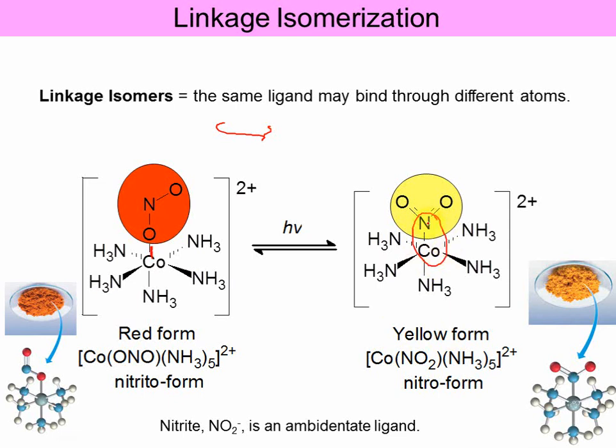So here we have a picture of that compound in the red form, and here we have a picture in the yellow form. And so the difference is the linkage isomer and how that nitrite ligand, so NO2-, is bound to the cobalt. This is what's called an ambidentate ligand because it can bind in 2 different ways. It can either bind through the oxygen, which has lone pairs, or it can bind to the nitrogen, which also has lone pairs.